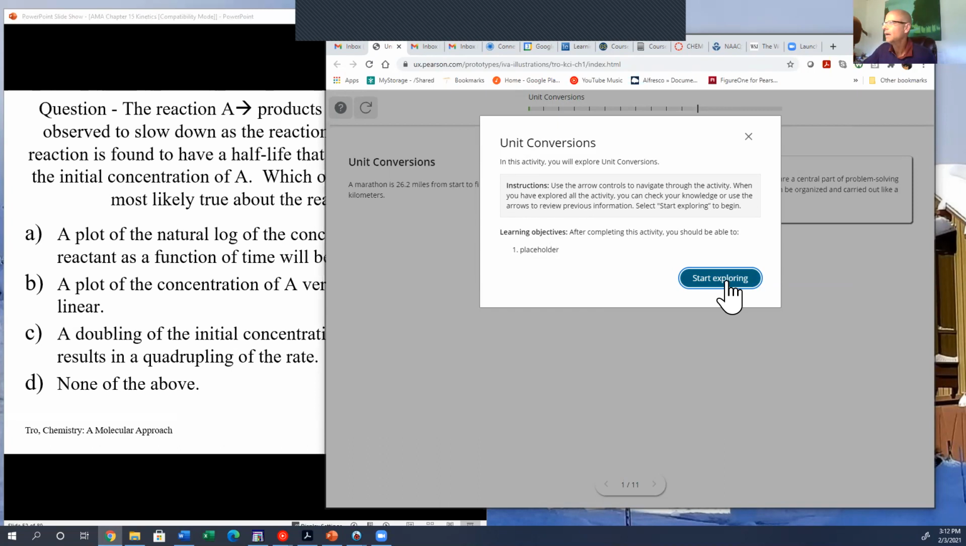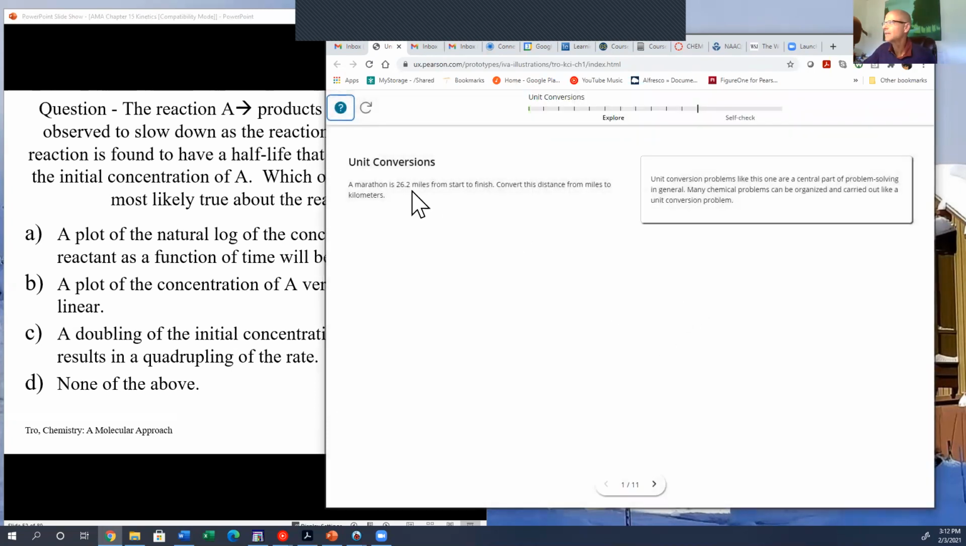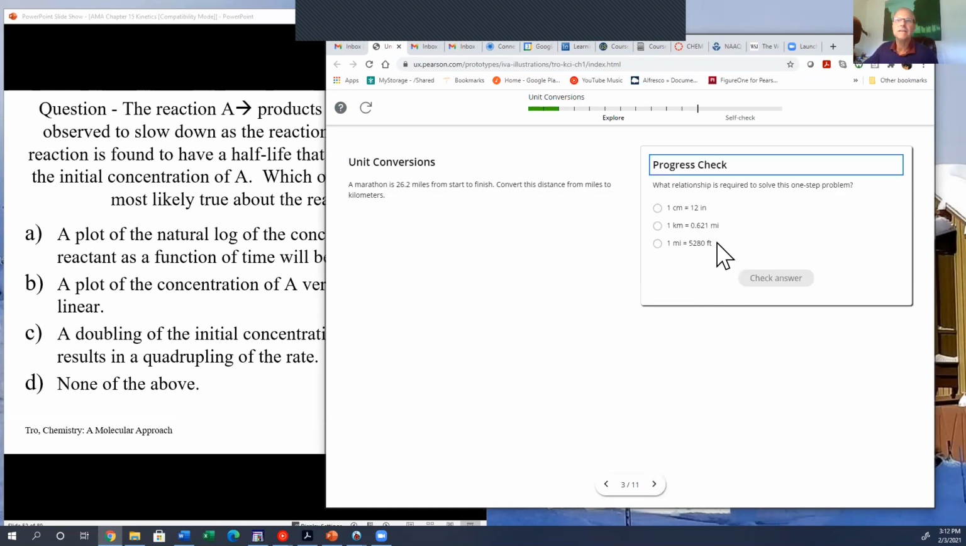So you start with this and it shows you how to do a unit conversion. A marathon is 26.2 miles. Convert this from miles to kilometers. And then it explains what's going on. Unit conversion problems like this one are a central part of problem solving. Many chemical problems can be organized and carried out this way. Then you go to the next one. To solve a unit conversion problem, you must find the relationships that will allow you to convert from given to find. So now you have to think: what relationship is required to solve this one-step problem?